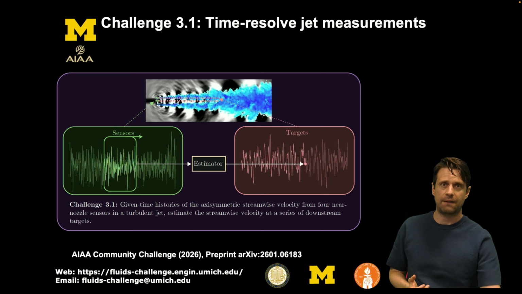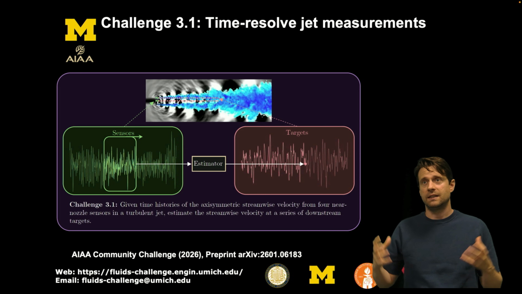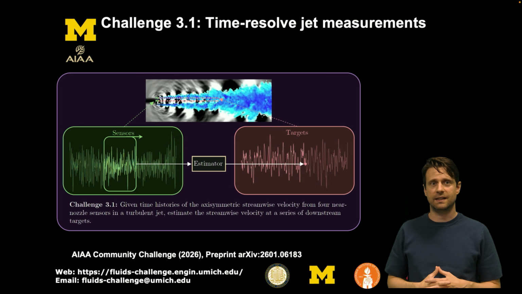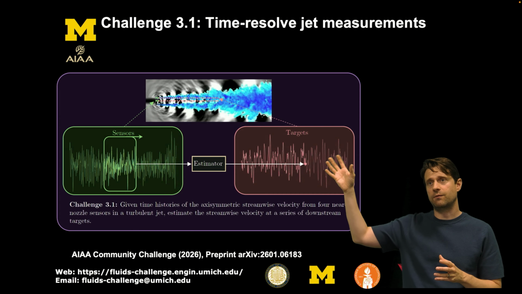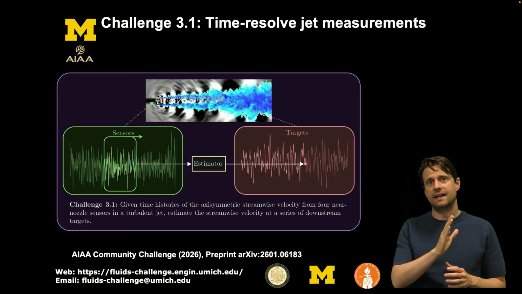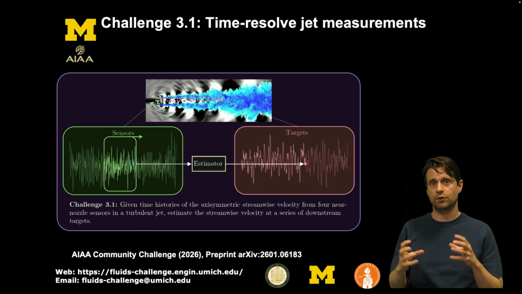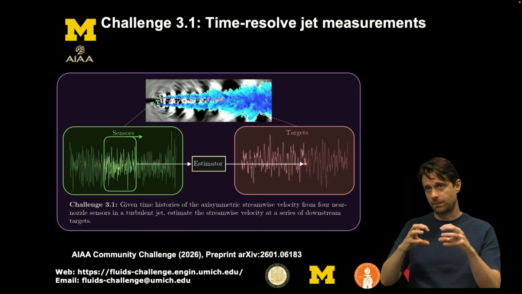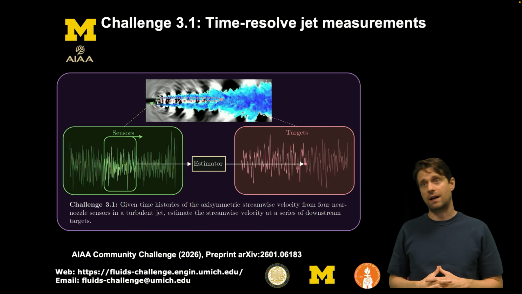And the first half of this challenge, challenge 3.1, is basically time-resolved jet measurements. So basically this type of problem where I have a bunch of sensors from this 3-dimensional flow field that you can see here, and I can estimate the evolution in time. So I want to be able to reconstruct from sparse measurements in my jet the rest of the flow field, which I don't have access to.